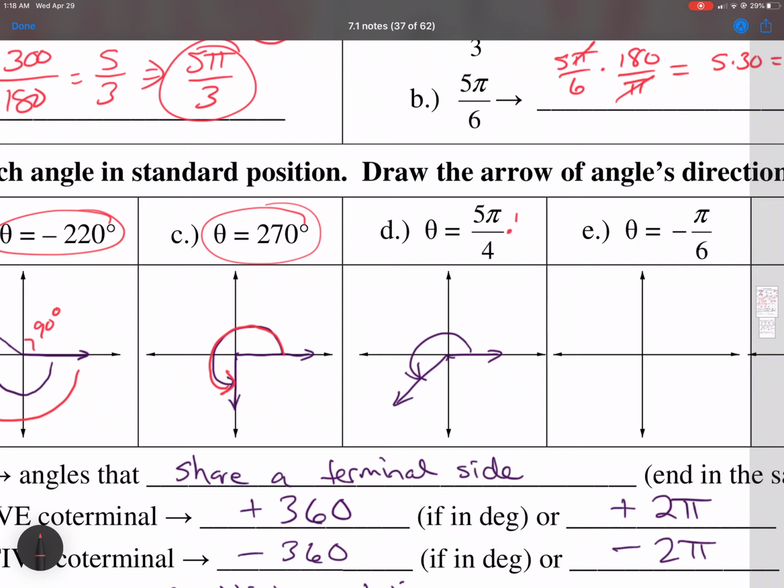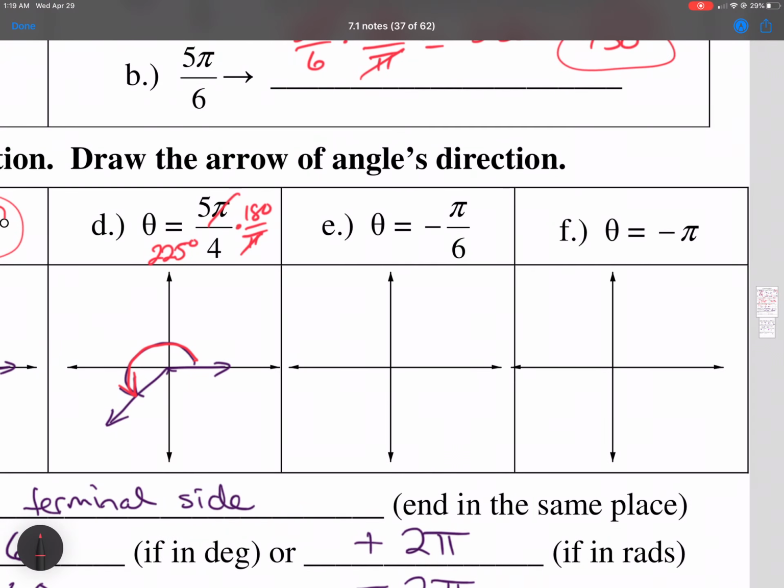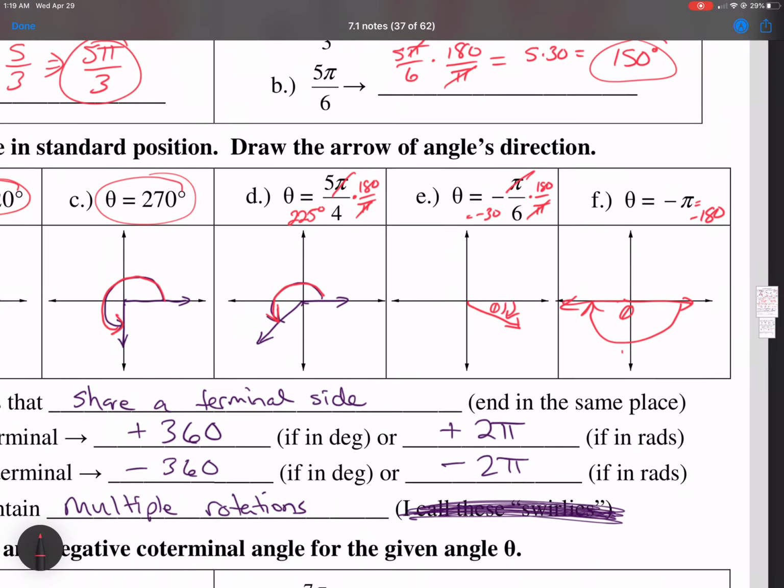5 pi over 4, if we converted this to a degree, that's 225 degrees. So we would go counterclockwise 225 degrees. For negative pi over 6, we'll convert this to a degree, and that's negative 30. So that's going to be down 30 degrees. The negative pi is equivalent to negative 180. So that's going to be theta at negative 180 degrees.